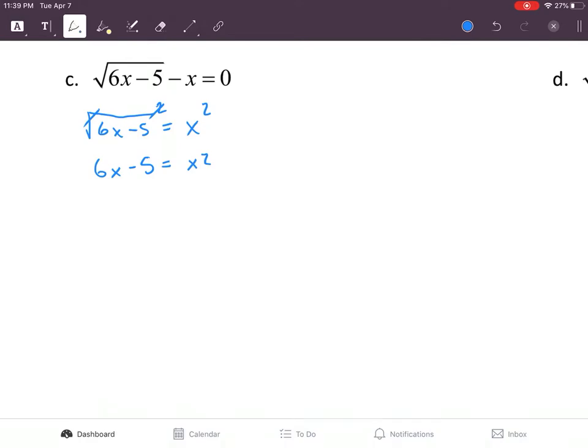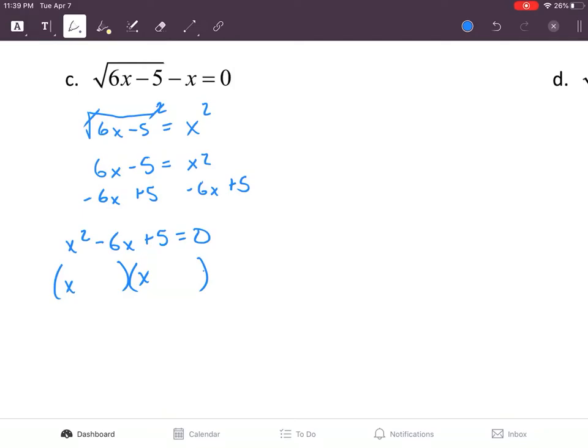Now you want to get everything on one side, and rather than subtracting x squared and making it negative, I'm going to subtract the 6x and add the 5 and make everything go to the right. So we're left with x squared minus 6x plus 5 equals 0. Now, we're going to factor the quadratic that we're left with.